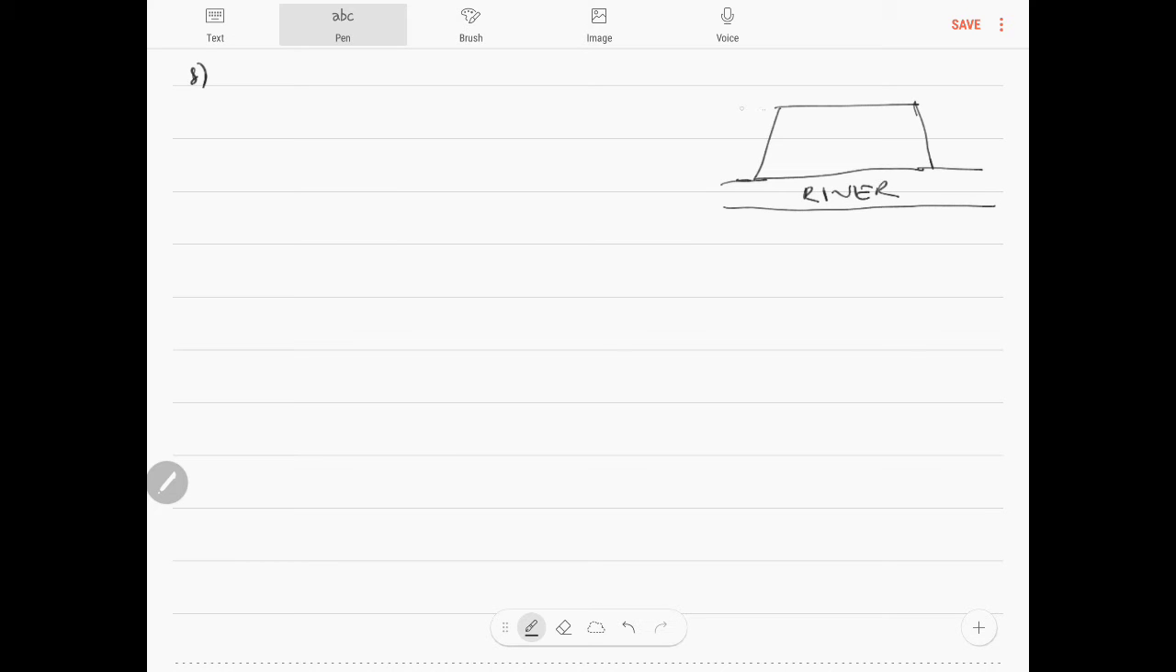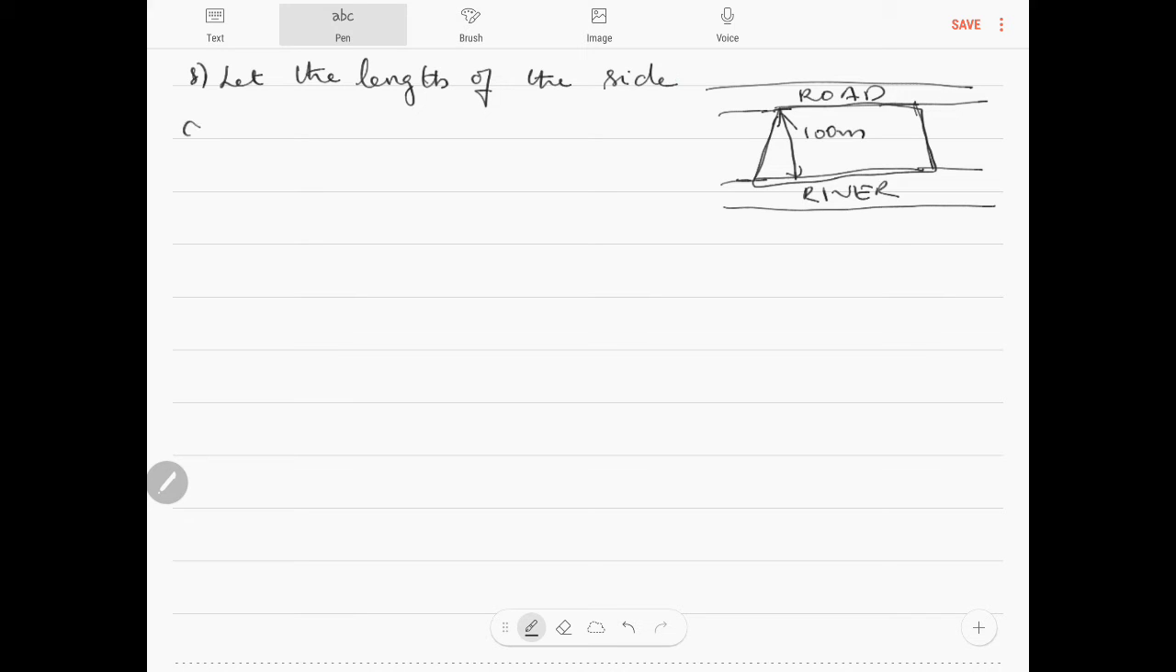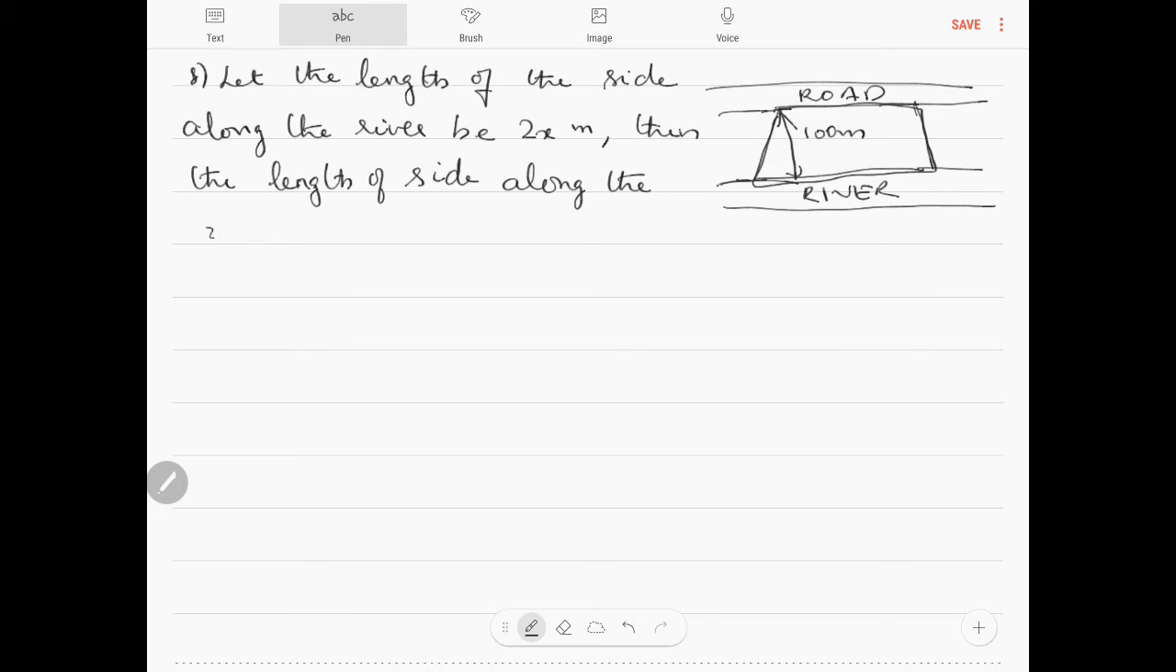Now this is the river, this is the road, and this distance is 100 meter, and this is the trapezium. Let the length of the side along the river be 2x meters. Then the length of the side along the road is x meters. If this is 2x, this will be x.